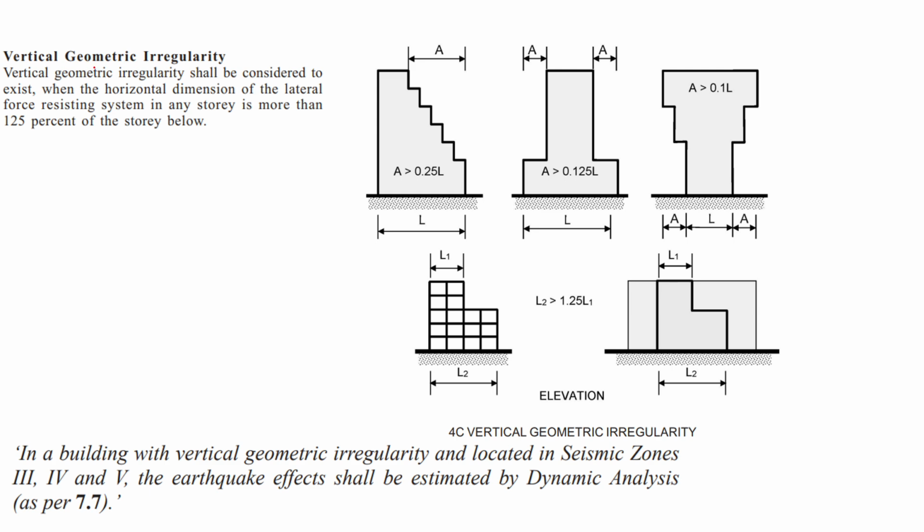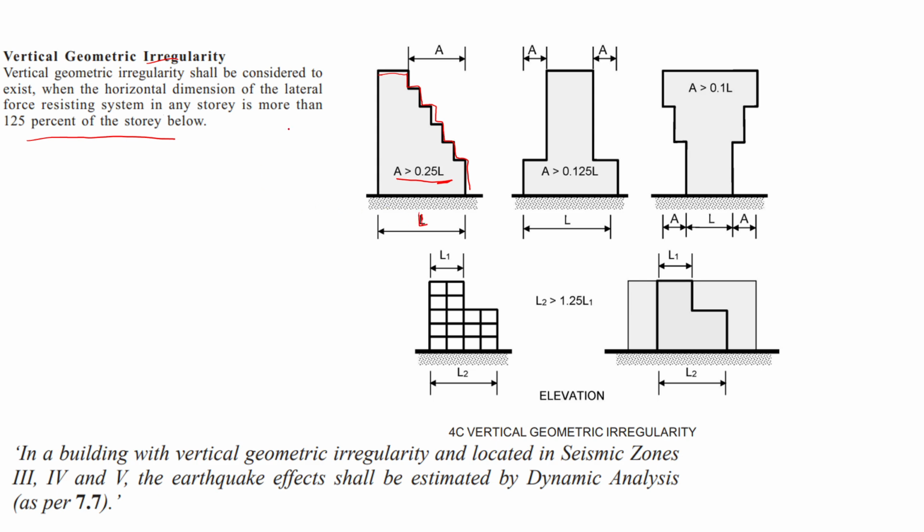Now next is vertical geometric irregularity. It is considered to exist when the horizontal dimension of a lateral force resisting system in any story is more than 125% of the story below. You can see this here, the area and the length. You can see that it is reducing here, and here it is more. Vertical irregularity happens when the horizontal dimension of the lateral force resisting system in a story is more than L.